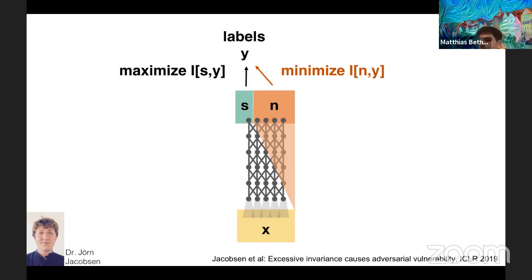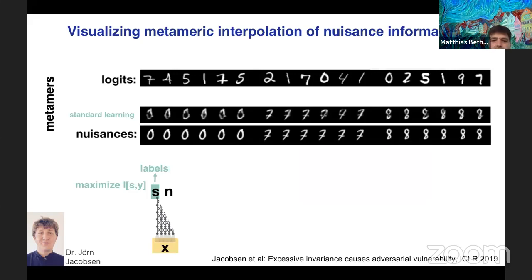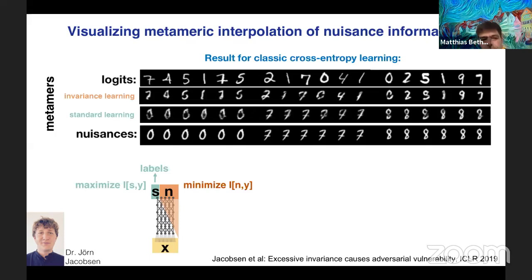But now, as we made this nuisance space explicit, we can try to minimize the mutual information between the nuisance space and the labels. And by doing that, we can significantly change the behavior of the neural network. So here you can see, again, examples on the lower row showing the nuisance images, and at the top row, the signal images. For a standard learning paradigm, the pre-images would look like the nuisance images. But if you minimize the mutual information between the nuisance space and the labels, then the pre-images start looking like the signal images. So basically, the signal space captures now the perceptually relevant information.